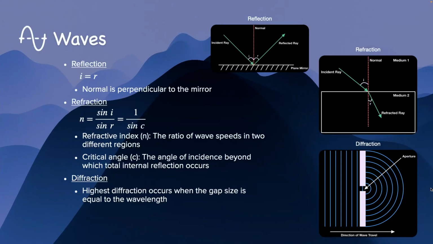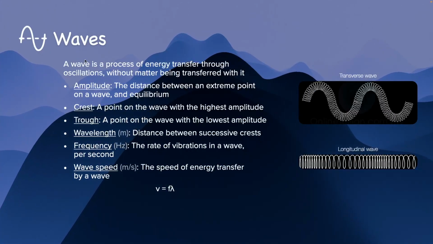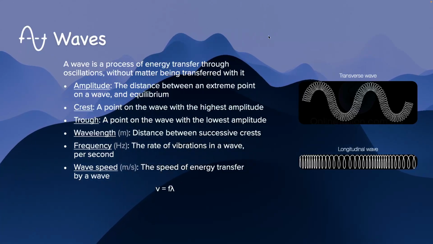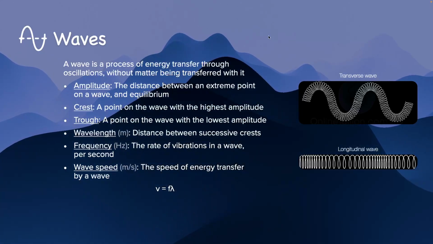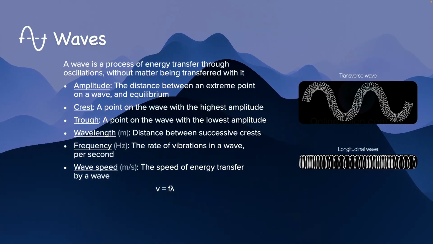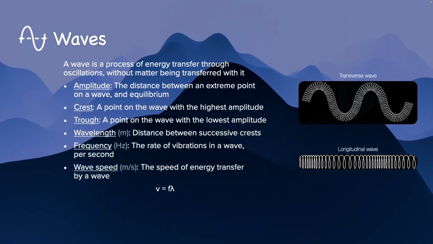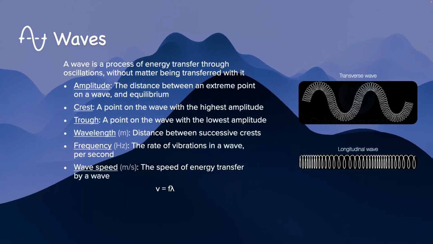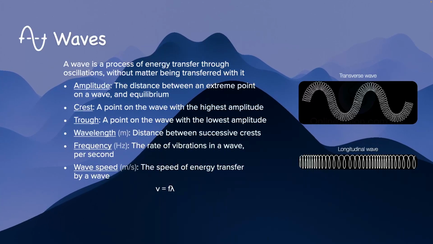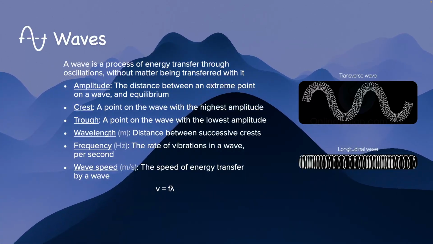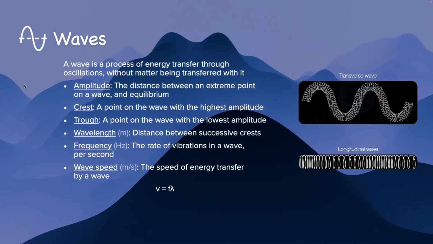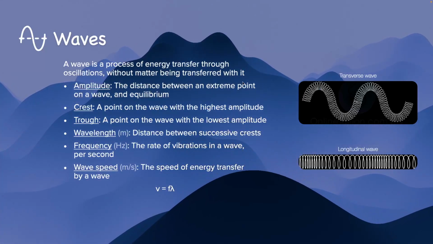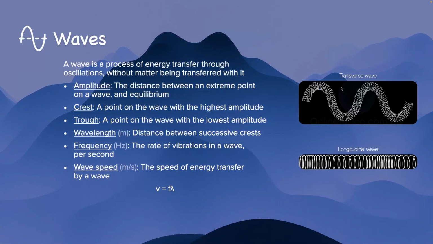Yes, moving on. Right, so these are waves. A wave is a process of energy transfer through oscillations, which is when energy is transferred but matter doesn't move, or it doesn't have to have a resultant change in displacement to transfer that energy. So each wave has all of these factors, for example, the amplitude, which is the distance between an extreme point on a wave and its equilibrium.